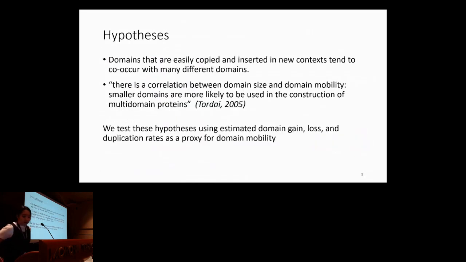And I consider two different hypotheses. The first one is that domain mobility is a significant determinant of domain promiscuity. And second, we consider the hypothesis that domain length is linked to domain mobility, which is inspired by the idea proposed in previous works that smaller domains are more likely to be mobile and found in multi-domain proteins. Prior studies have probed those questions by inferring events on a tree using different parsimony models like Fitch and Dollo parsimonies. Here we investigated those hypotheses using domain gain and loss rates as a proxy for domain mobility. While parsimony models give a lower bound on the number of events that happened, rates provide a more dynamic assessment of mobility.